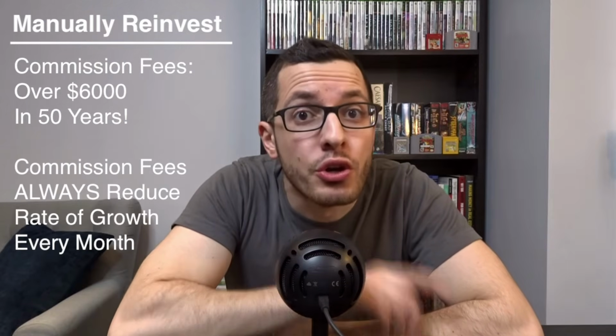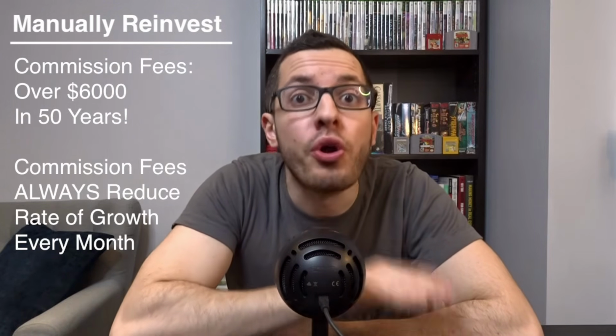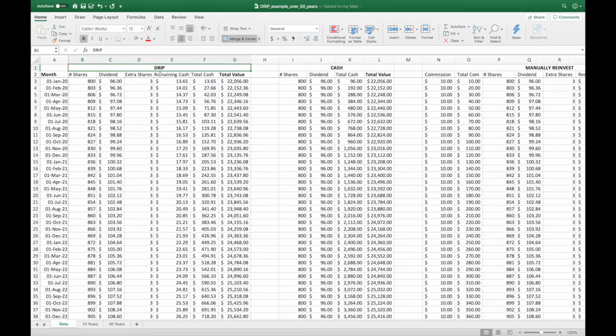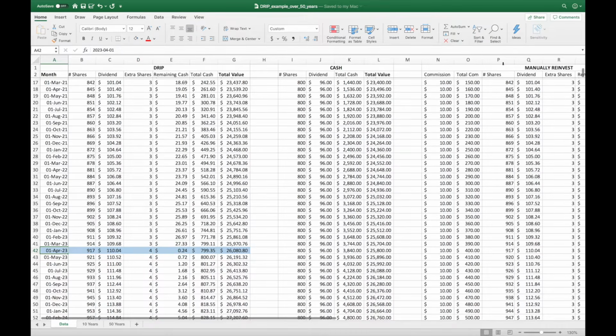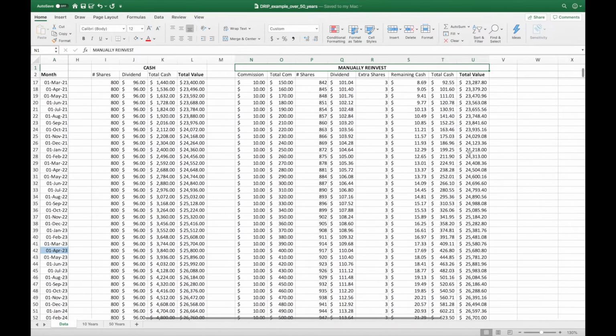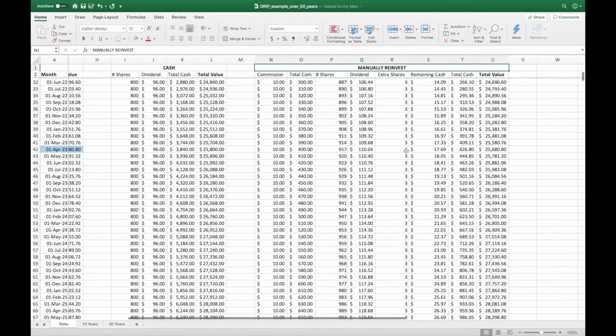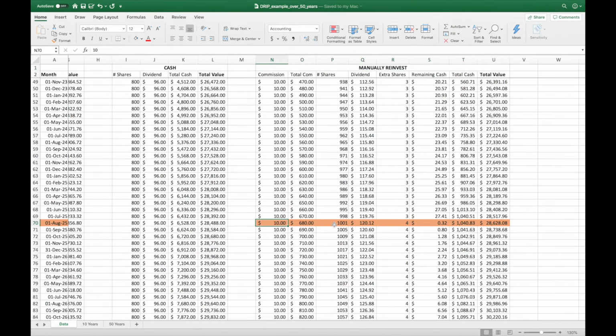But more importantly, your rate of growth month after month would always be significantly reduced. Remember, with the DRIP approach, we were able to jump from 3 shares a month to 4 shares a month after about 3 years. But without a DRIP, the commission fees really put the brakes on our growth. It takes over 5.5 years until we're able to buy 4 shares a month.